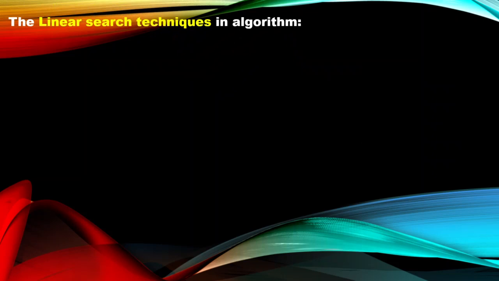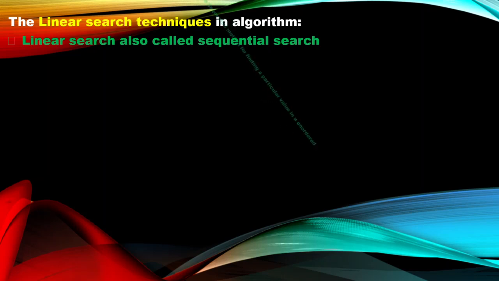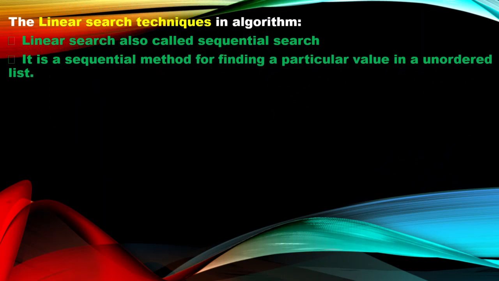The linear search technique in algorithms. This linear search is otherwise known as sequential search. It is a sequential method for finding a particular value in an unordered list. We know that when so many values are given without a particular order, if you want to find a value, we have to go one value after the other, one after the other.